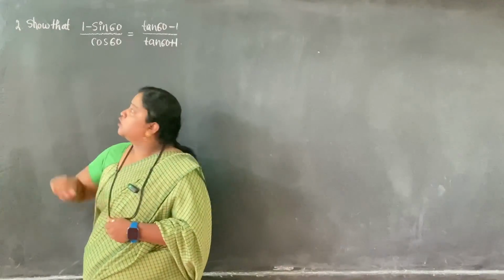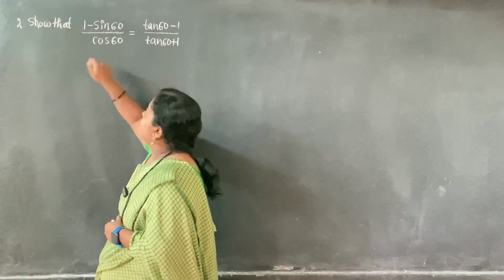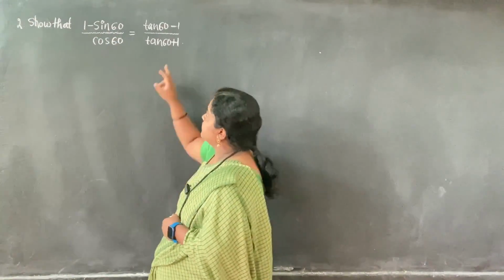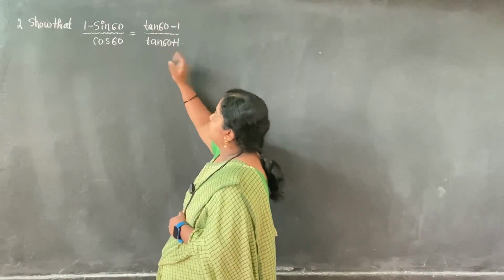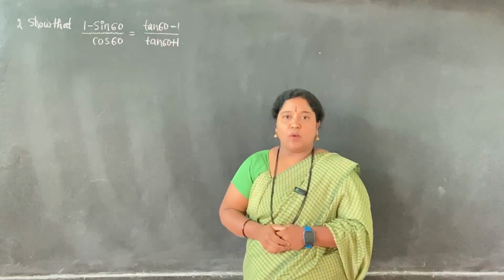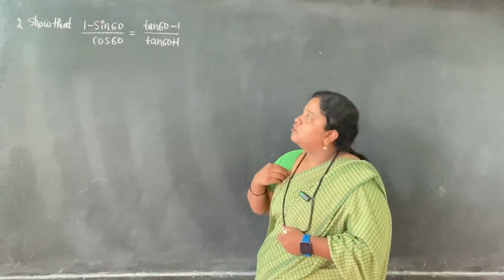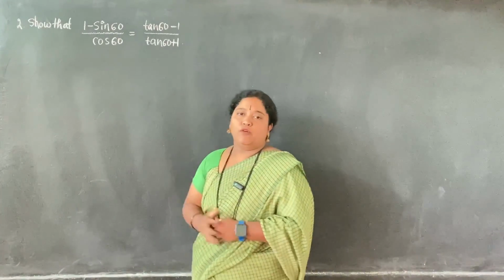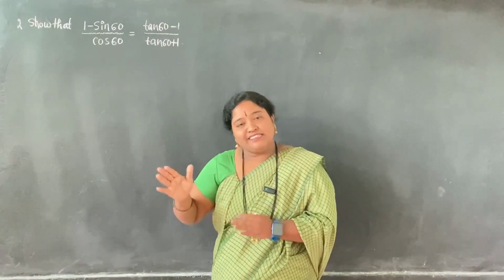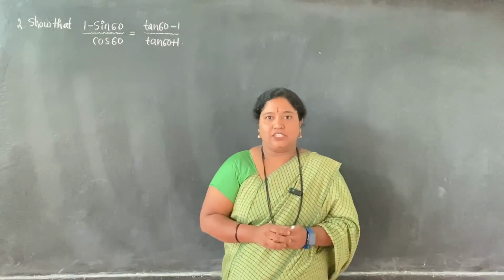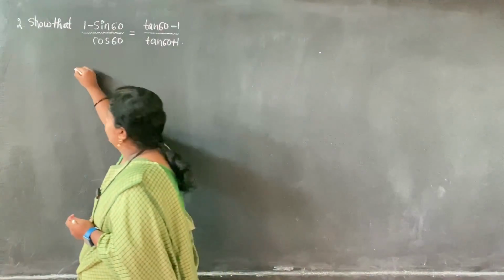Next question is, show that (1 minus sine 60) divided by cos 60 is equal to (tan 60 minus 1) divided by (tan 60 plus 1). You need to show that LHS is equal to RHS. To solve this type of question, simplify LHS and RHS separately. So first we'll consider the LHS part.